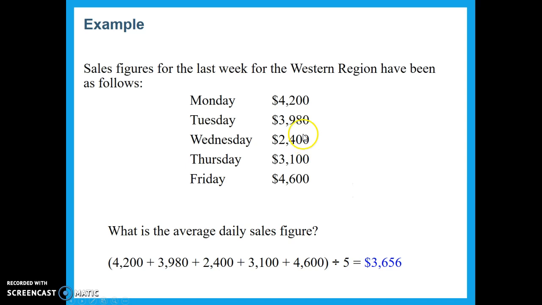The average daily sales figure is $3,656. So if we compare each of the data points to our mean, we can see Friday we did much better than our mean, Thursday we were a little low, Wednesday we were definitely low, Tuesday we were above our mean, and Monday we were above our mean.